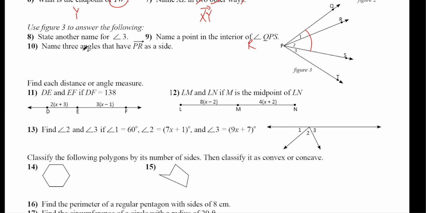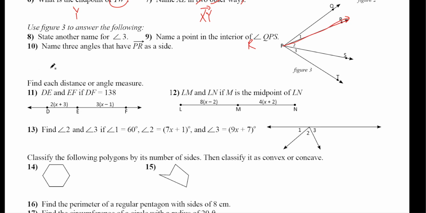All right? Name 3 angles that have ray PR as a side. Okay, give me a second. Let me get rid of this and then I can look at it. Ray PR. Let's find ray PR first of all. You get the idea. Okay, so that ray right there. So name me an angle.